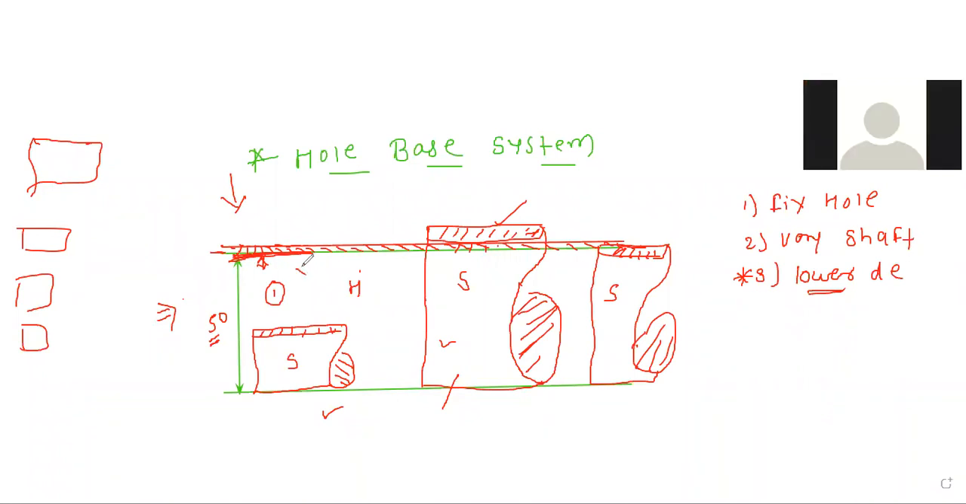No, it is not allowable. If we vary that lower deviation, then it is not a hole basis system. So these 3 points cover the hole basis system.